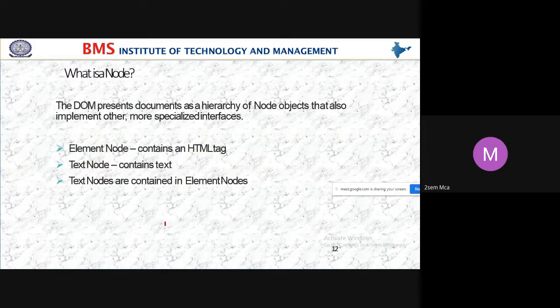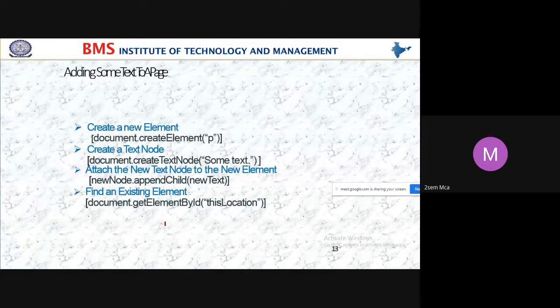Element node, it contains the HTML tags. Text node, it contains the text, and the text nodes are contained in the element nodes. So here we have some nodes. When you see the example, you'll get a clear idea. Here we are adding some text to a page, that is, creating a new element.